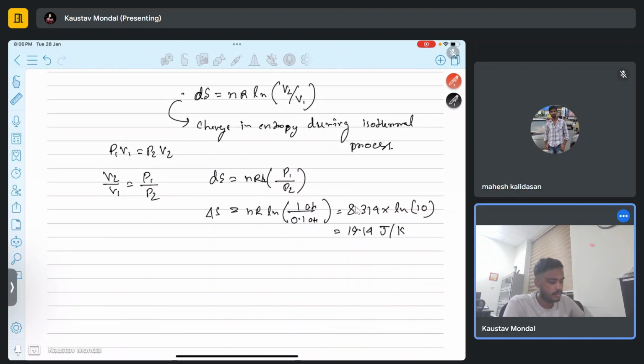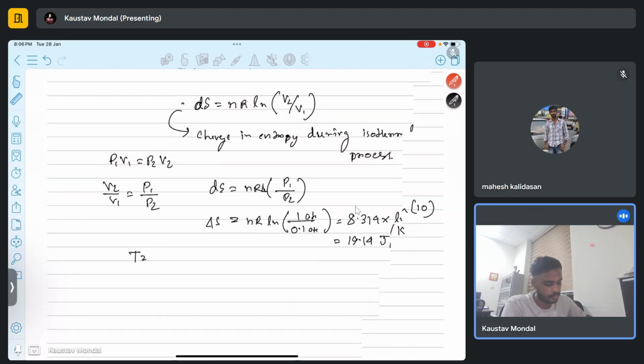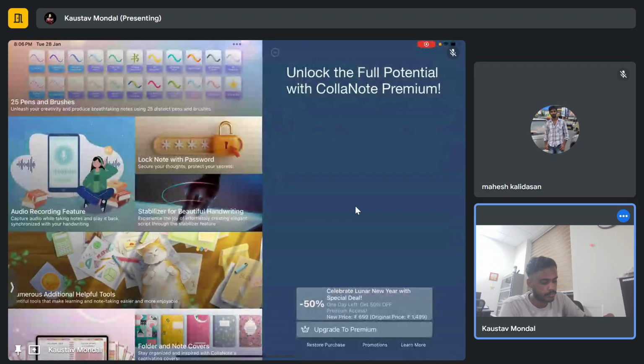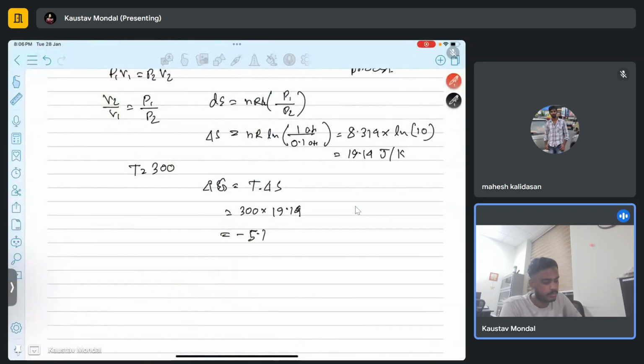Now from here T is already given, right? T is 300 Kelvin. So from here delta G is easy, right? Delta G is minus T into delta S. So 300 into 19.14 basically gives you 5.74 kilojoule in magnitude. So this will be the change in delta G.